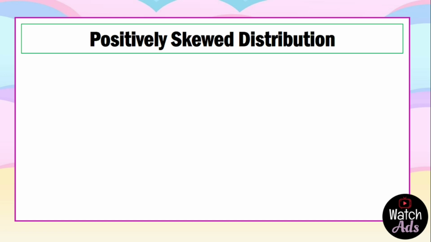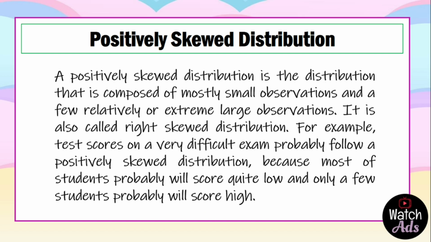A positively skewed distribution is a distribution that is composed of mostly small observations and a few relatively extreme large observations. It is also called right skewed distribution. For example, test scores on a very difficult exam probably follow a positively skewed distribution because most students will probably score quite low and only a few students will probably score high.